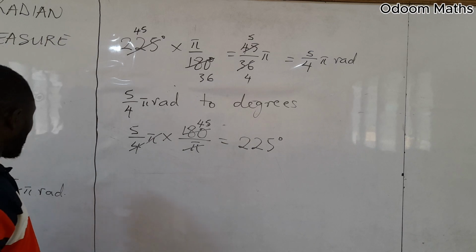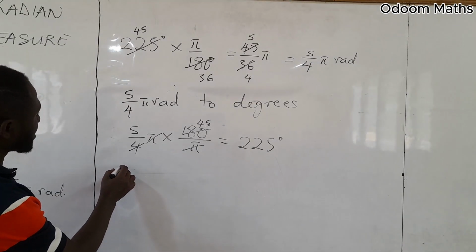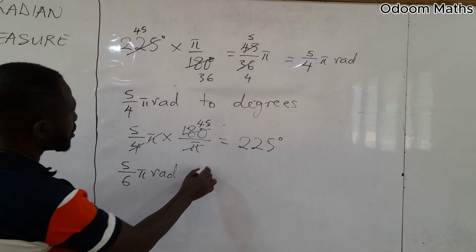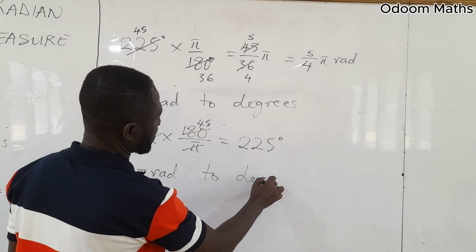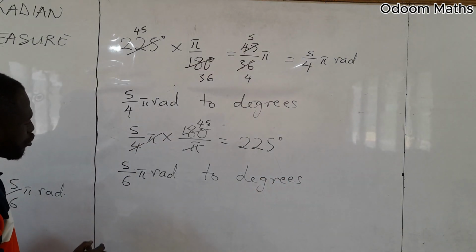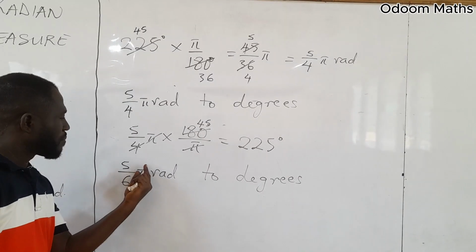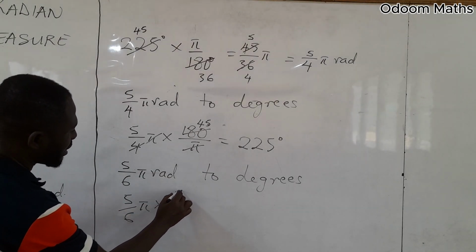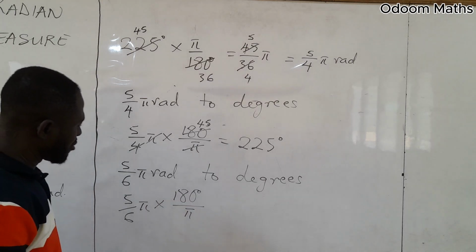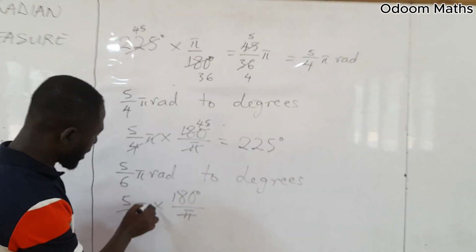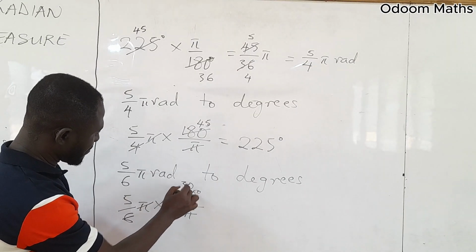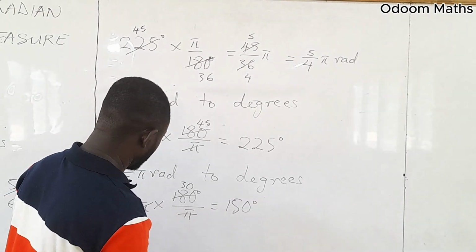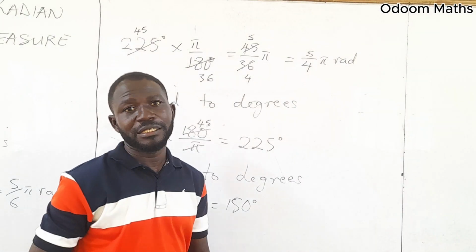Then let's take the first example, 5 over 6 pi radians, and convert it to degrees. We also multiply this by 180 over pi. So 5 over 6 pi times 180 over pi. Like we did earlier, pi cancels pi, giving 30 degrees. And 5 times 30 is 150 degrees. So that is that.